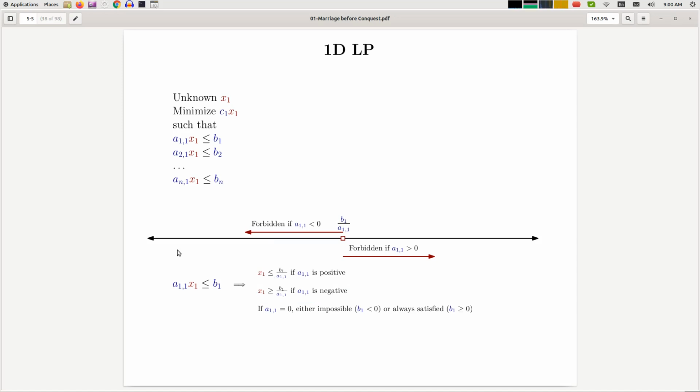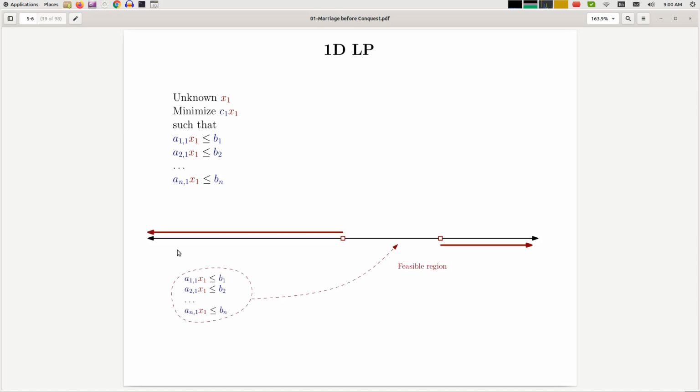The remaining inequalities have a similar effect, except that the effect of forbidding pieces of this line is cumulative. If something is forbidden once, then it's forever forbidden. So once we add all the forbidden regions, this entire piece is forbidden, this entire piece is forbidden, and then if we're lucky, there is a little piece of the real line that is not forbidden. That is called the feasible region. The feasible region, since it's not forbidden, by definition satisfies all of these constraints. Because if it did not satisfy one of them, then it would have been marked as forbidden, marked red.